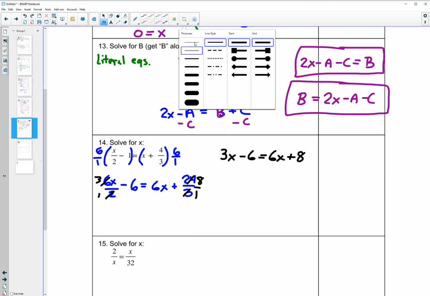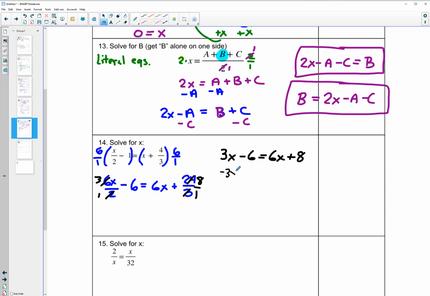And you know what to do. You want to get the x terms together, so I'm going to make minus 3x on both sides. I always like to not have a negative x. It just saves me a lot of hassle, particularly when we're doing inequalities like we did earlier, a couple units ago. So minus 6 equals 3x plus 8.